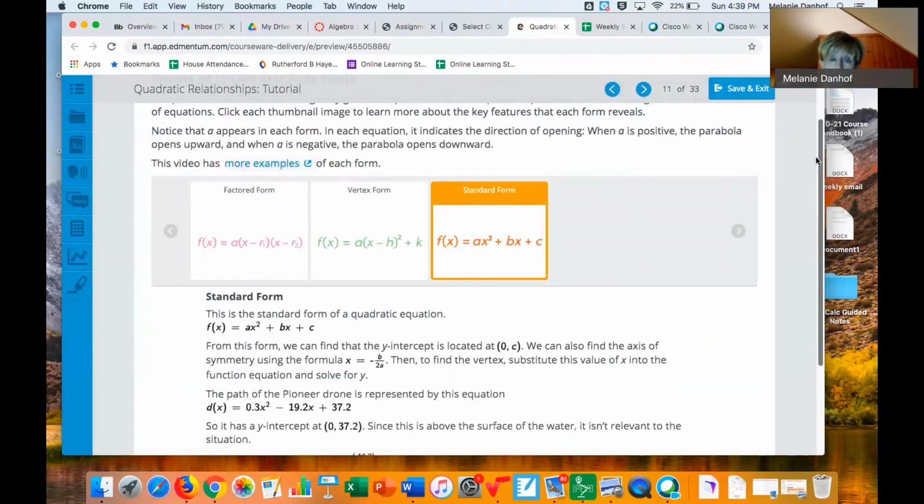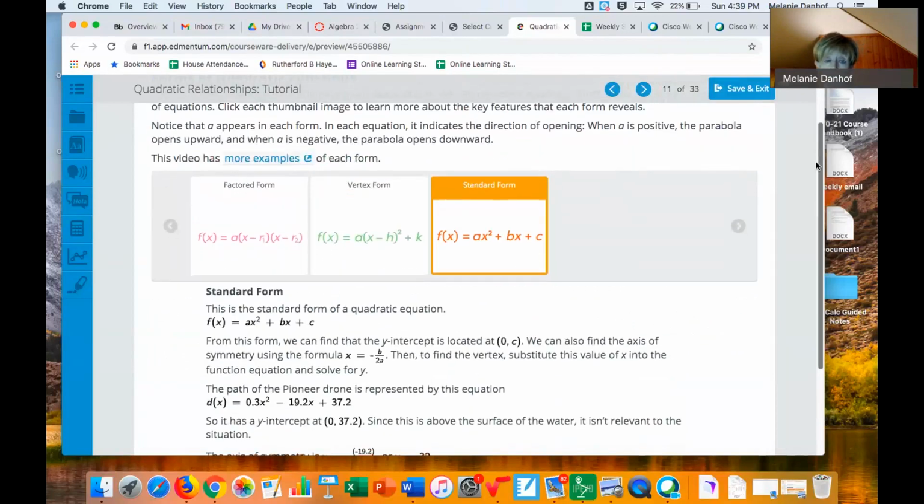I'm going to skip over here to the standard form, which is the third one here on our screen. And the standard form is what we're most familiar with, because we've already looked at the quadratic formula in our first unit, unit 3, that we did. And the standard form uses a, b, and c.